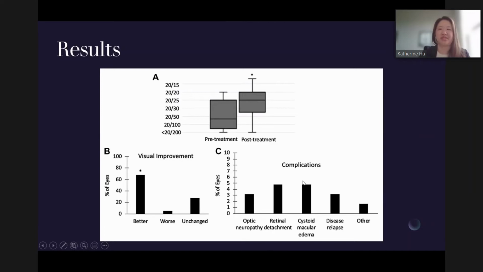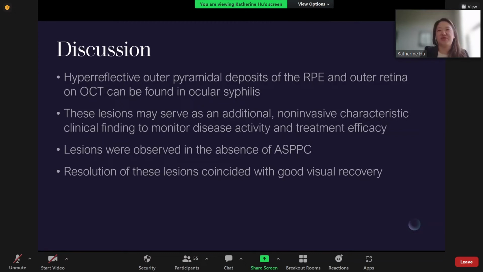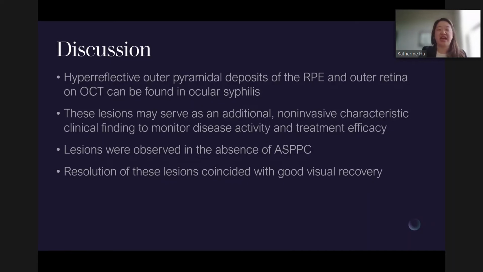So just to wrap up with a quick discussion, our experience suggests that hyperreflective outer pyramidal deposits of the RPE and outer retina can be found in ocular syphilis. In addition to, but not in place of, routine specific treponemal and non-treponemal serologic testing of patients with uveitis, these non-invasive imaging findings may serve as a characteristic clinical finding to monitor disease activity and also treatment response and treatment efficacy. Most of these outer retinal abnormalities resolve after IV penicillin therapy, as seen specifically in our study, and may resolve within 2 weeks of starting therapy, which is much more rapid than RPR responses.